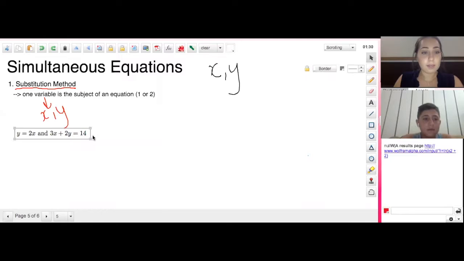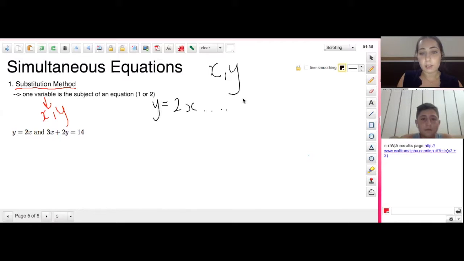All right, so this is our first example here. The first thing I'm going to do is rewrite these equations and label equation 1 and equation 2. So first we have y equals 2x, and I'm going to call that equation 1. We have 3x plus 2y equals 14, and we're going to call this equation 2.